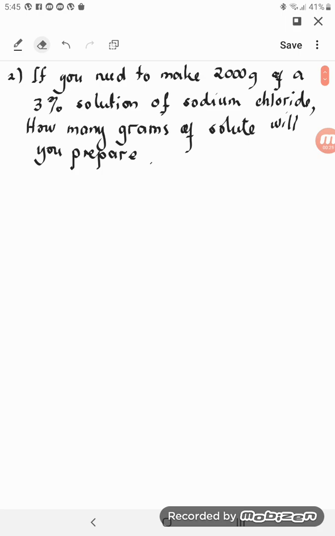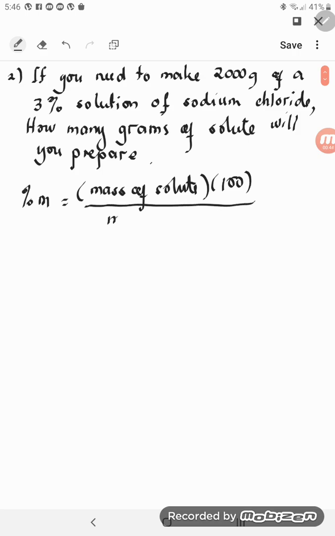Let us try writing first the equation. Percent by mass is equal to mass of solute times 100 divided by mass of solution. The first thing you need to do here is to have a cross multiplication. In percent by mass, the denominator will always be 1. And so if we cross multiply the equation, this would give us the following.